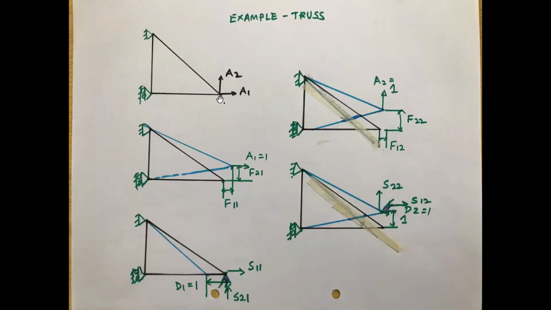So here also what I mean to say, suppose I have included this joint as a kinematic variable. There are 2 kinematic variables, horizontal and vertical translation. My size of the stiffness matrix will be 2 by 2. So I need to have 4 stiffness flexibility coefficients. That is F11, F12, F21 and F22. And those are shown here.